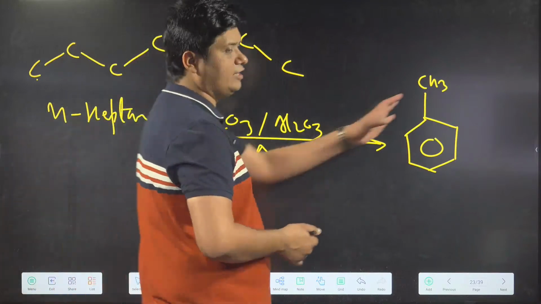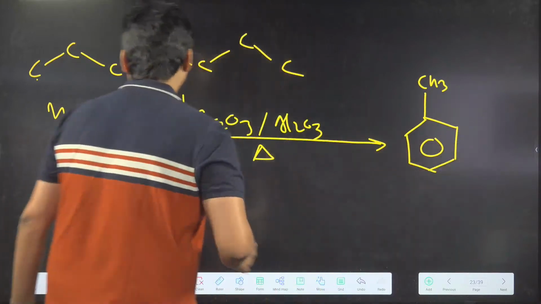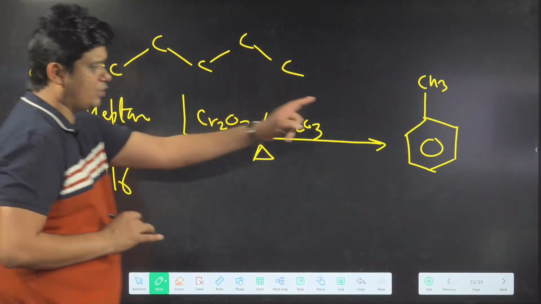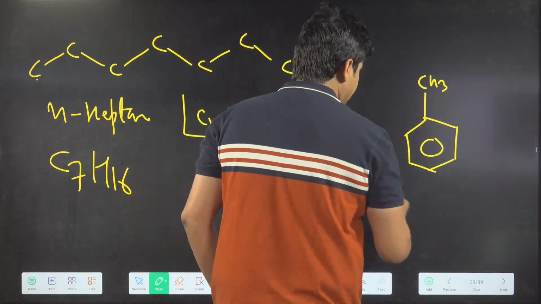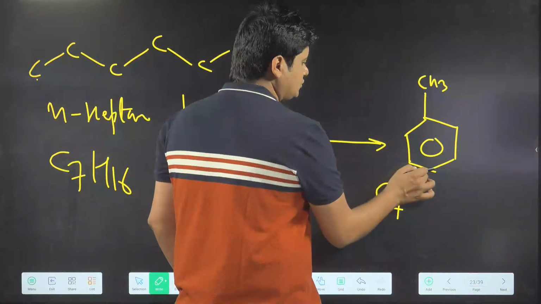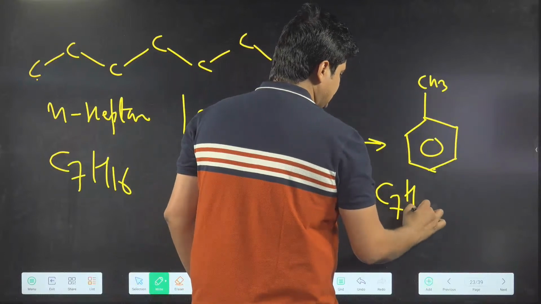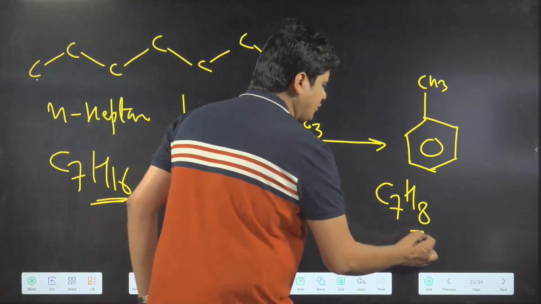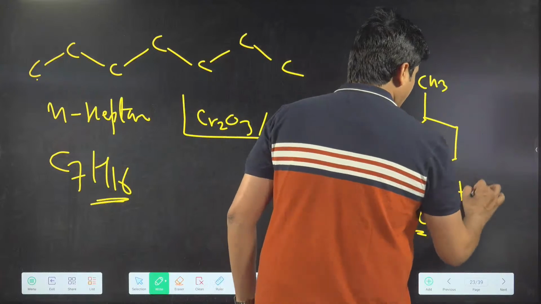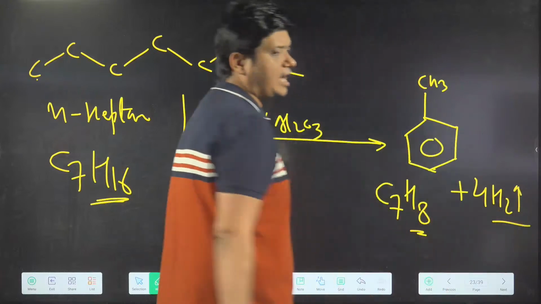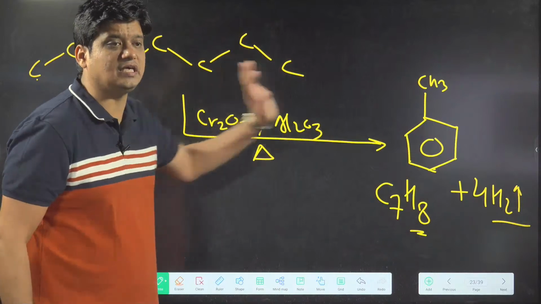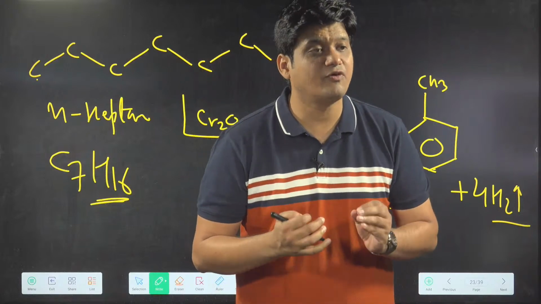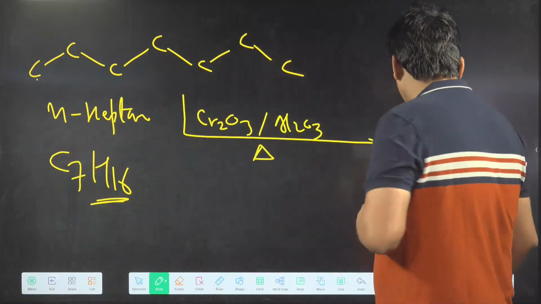Now what will happen? Balance the formula, and you will get hydrogen released. Heptane is C7H16. In toluene, how many carbons? 7 carbon. How many hydrogens? 5 plus 3, 8. C7H8. Left side we have 16 hydrogens, right side we have 8 hydrogens in the organic molecule, which means 4H2 gas is released. Again the same thing, this is a dehydrogenation reaction, and this aromatization is also known as reformation.